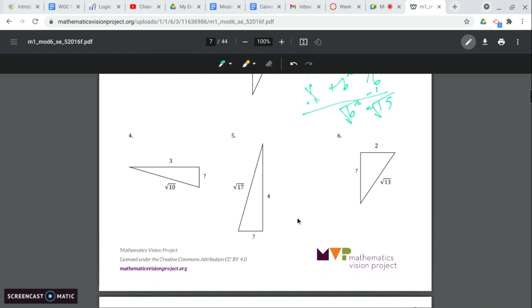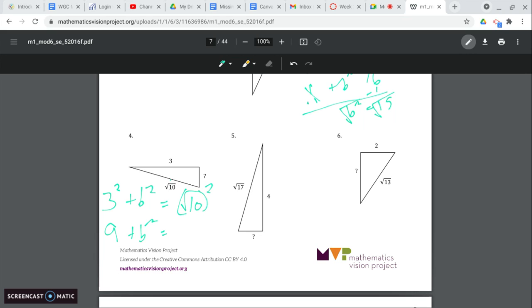So notice in 4, 5, and 6, one of our sides, our hypotenuse in each case actually, has a root over it. So it's already a radical. Don't worry, it actually is rather easy to deal with. So for this one here, we've got one of our legs and our hypotenuse. So 3 squared plus b squared equals the square root of 10 squared. 3 squared is 9 plus b squared equals.